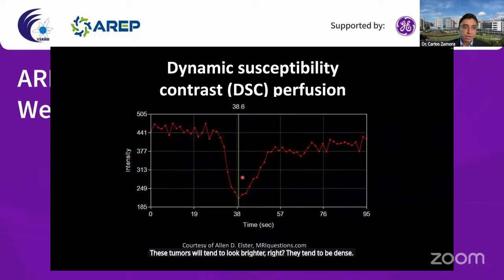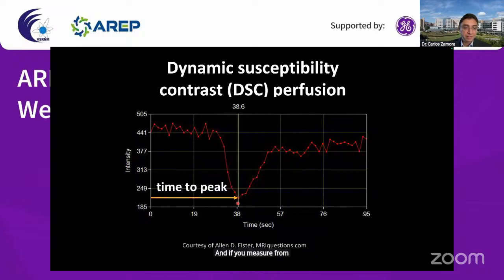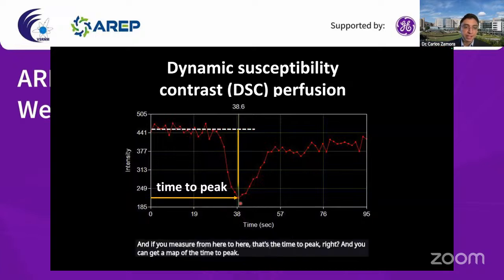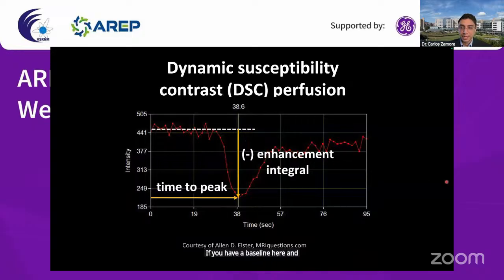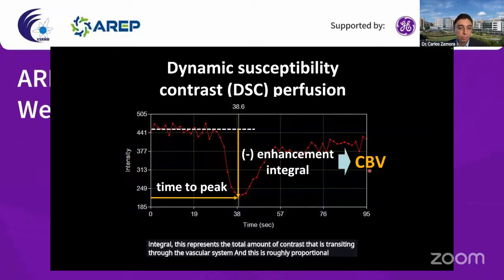Now, let's talk a little bit about dynamic susceptibility contrast perfusion. So this is the signal change when the contrast bolus is going through the tissue of interest. If you measure from here to here, that's the time to peak, right? And you can get a map of the time to peak. If you have a baseline here and you measure here the negative enhancement integral, this represents the total amount of contrast that is transiting through the vascular system. And this is roughly proportional to the cerebral blood volume, right?